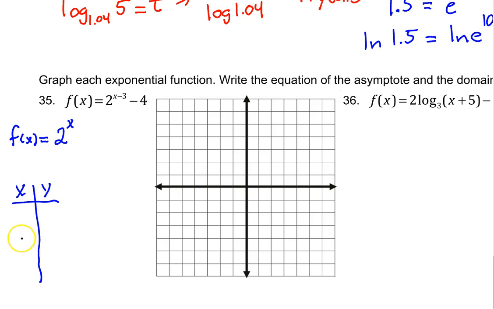2 to the 0 power would equal 1. And 2 to the first power is 2. 2 to the second power is 4. So this gives you a good starting place for graphing this. But we have this x minus 3, not just x, but x minus 3. Recall if it's attached to the x variable, it's going to translate it left and right. So minus 3 translates it to the right 3 places. And then we have this minus 4, which will translate it down 4 places. So we're actually going to take this graph, I want to graph it right here.